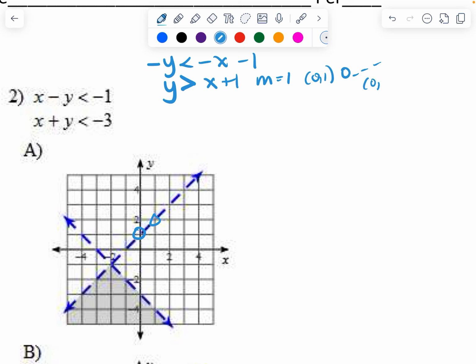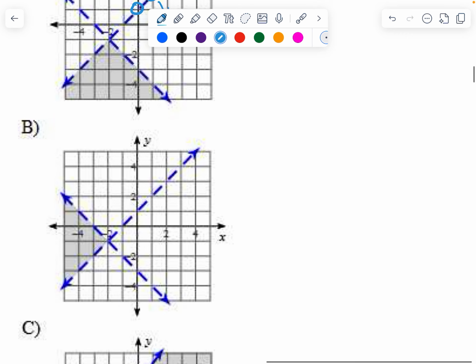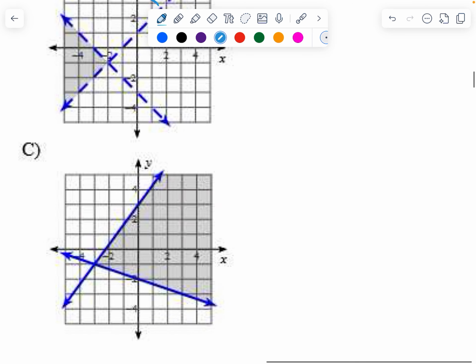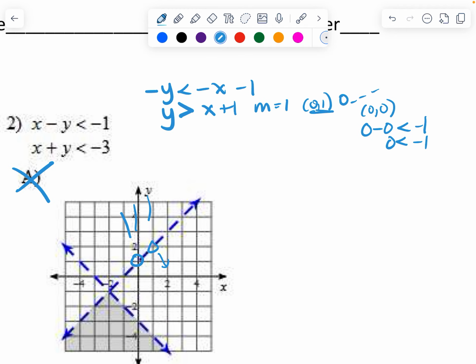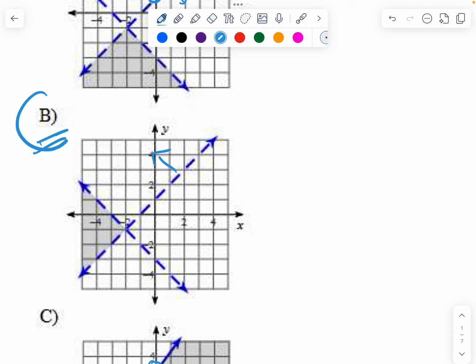If I look at the point 0, 0 on this, I would have 0 minus 0 is less than -1. Is 0 less than -1? No, it is not. So it wouldn't go this way, it would go this way. And that is not going to be that one. So we have to have the same kind of line, but it goes above the line. So this one could be it. That one cannot because it's going through the point 0, 3, and we wanted to go through the point 0, 1. So this one is the answer.